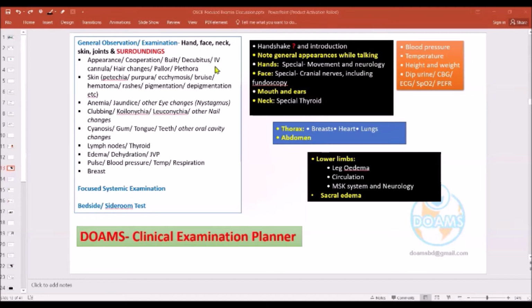Overall, we have to include hand up to toe. So you started from the hand, come to the face, neck, skin, joints, and surroundings. And one by one: appearance, cooperation, build, decubitus. Already a big list is there. Please, silently, each one be seen by all of you.